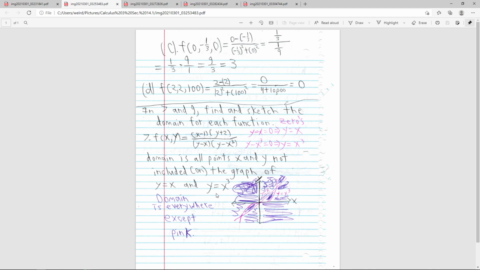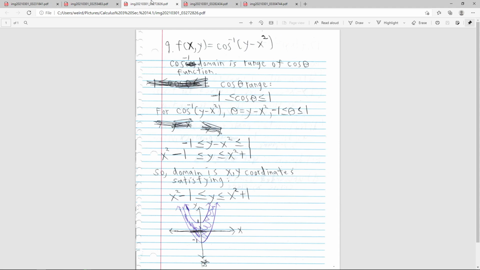So it's the graph of y equals x and y equals x cubed. All points x and y not on those graphs are included, so it can be everything besides those. In pink is what those graphs look like, the simple lines, and everything else in purple is the domain. The domain is everywhere except the pink. That's the whole idea. You just have to be able to think a little bit about that.